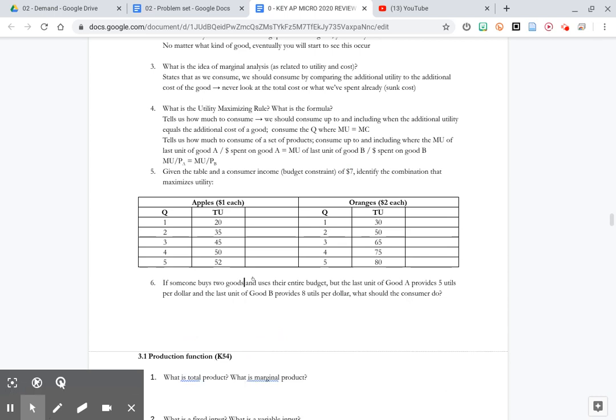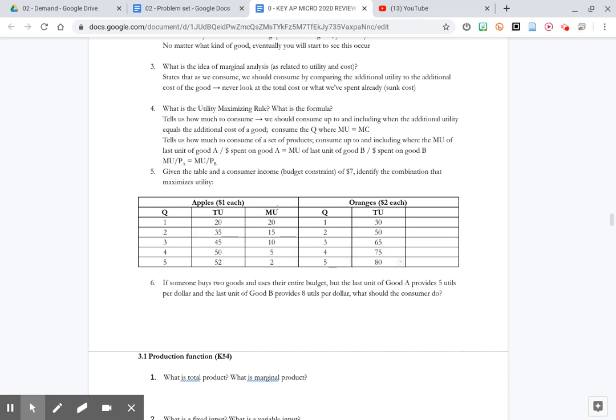And in order to do these, we have to figure out the marginal utility. For the first unit, it's the change in total utility divided by the change in quantity. The change in quantity was 1, and the change in total utility was 20, so marginal utility is 20. The next one is a change of 15 divided by 1, so this is 15, this is 10, 5, and 2.